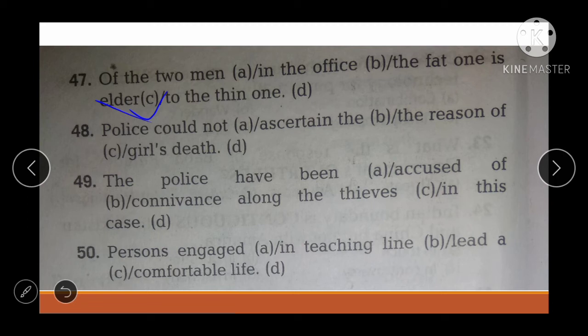All right, so next: police could not ascertain the region of girls that. See friend, देखो cause होता है, region नहीं होता किसी भी that का. ठीक है, police could not ascertain the cause.